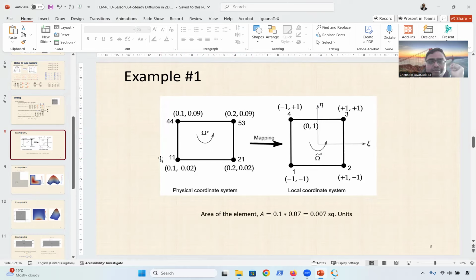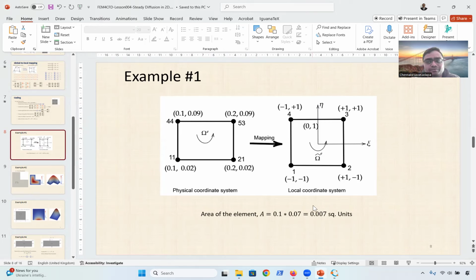The node numbers are 11, 21, 53, 44. These are arbitrary numbers as I assigned, and what's important is the coordinates. This is an axis-aligned element, but the beauty of the finite element method is that it doesn't matter how the element is aligned. We can easily change the coordinates here to get an arbitrary non-axis-aligned element, and we can still use the same subroutine for calculating the element stiffness matrix and force vector.